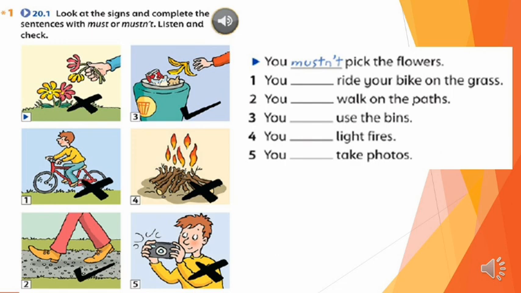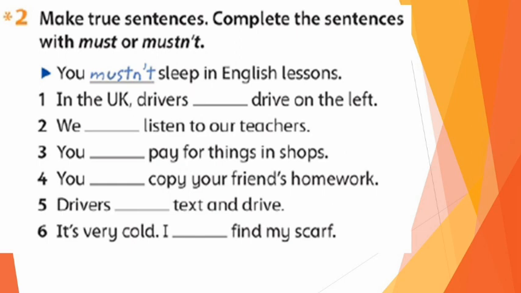Well done. Next task exercise 2. Make true sentences. Complete the sentences with must or mustn't. For example, you mustn't sleep in English lessons. Yes. Okay. You are clever.